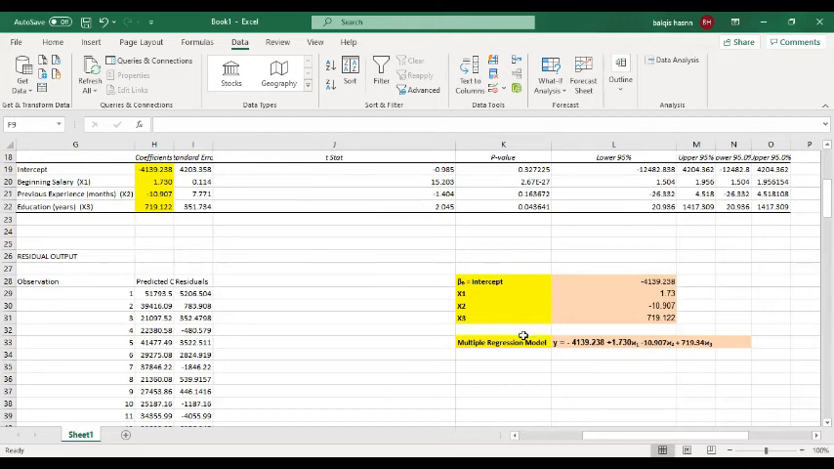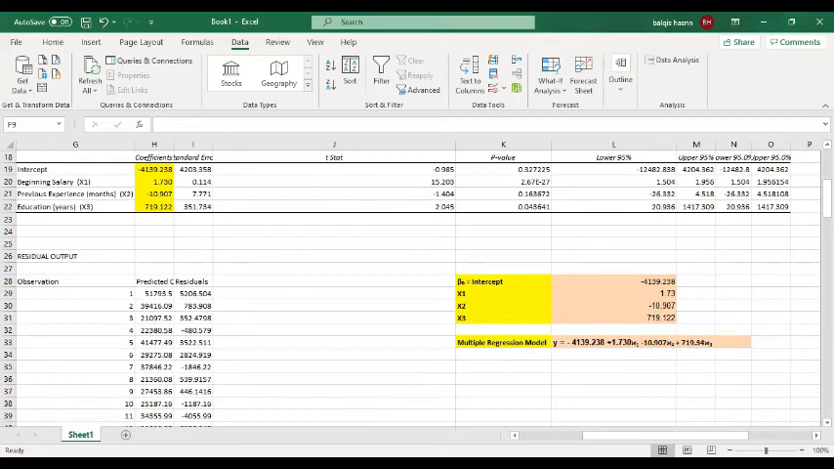Therefore, the multiple regression model is as follows. Y equals negative 4139.238 plus 1.730 X1, minus 10.907 X2, plus 719.34 X3.